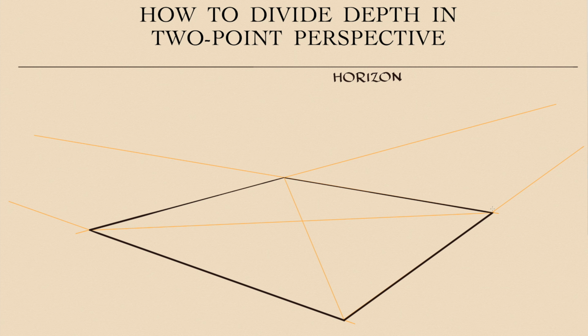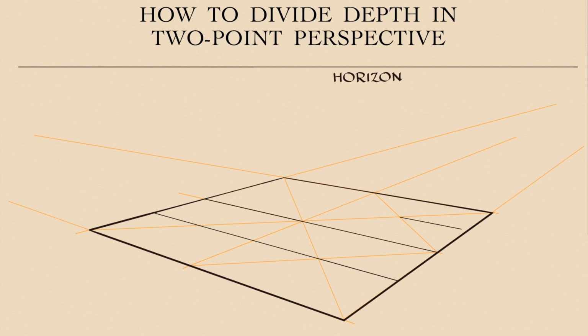2 diagonals of this rectangle cross in its center. Through this center, we can draw 2 vanishing lines. These lines divide this rectangle into 4 quadrants. 2 of such quadrants can be split with 2 diagonal lines. They give us the points which divide the rectangle into 4 parts.